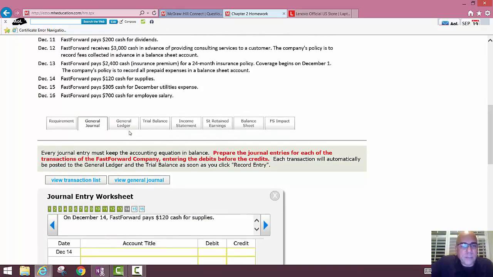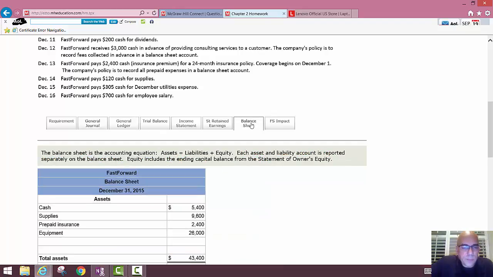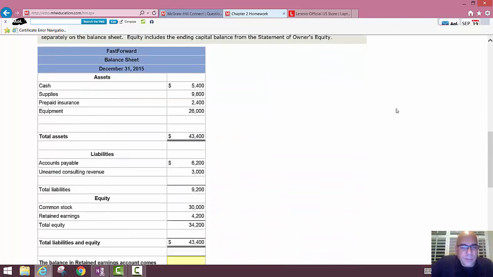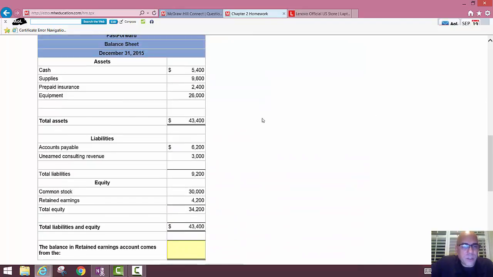That's entirely on the balance sheet. Okay, so there's the prepaid insurance, $2,400, and our cash has come down $2,400. So that's entirely on the balance sheet.